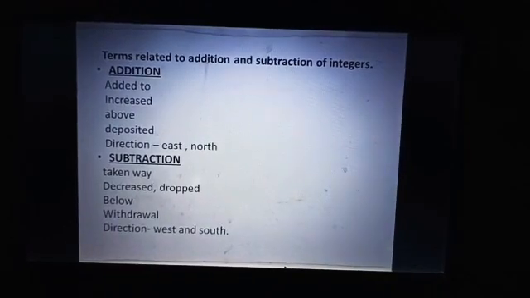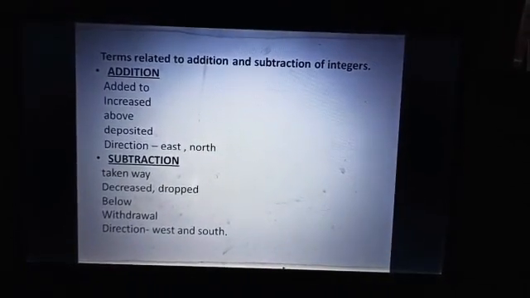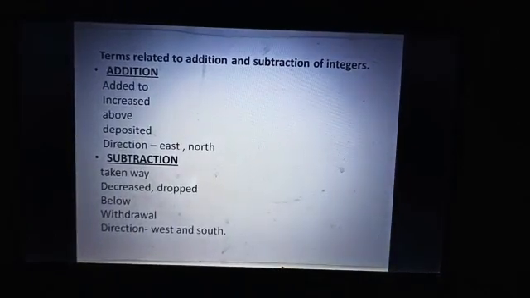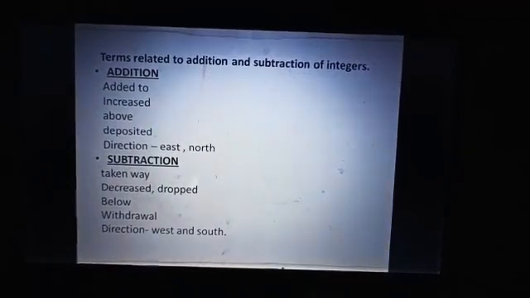Next is direction. East and north are considered to be the positive ones and the directions west and south are considered to be the negative ones. We will explain this with the help of examples.